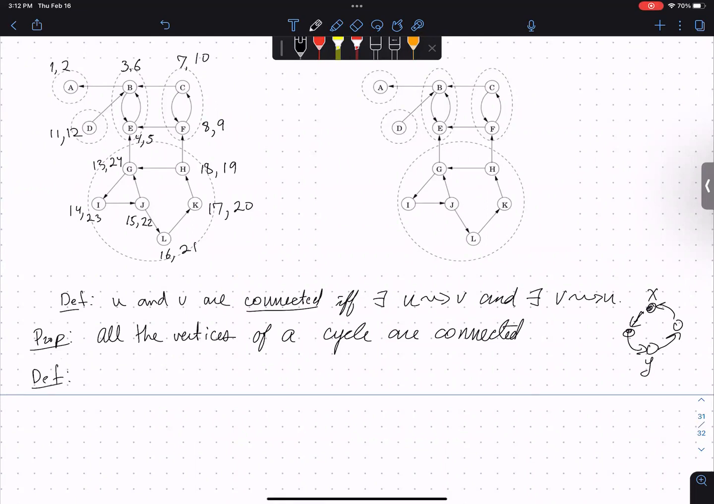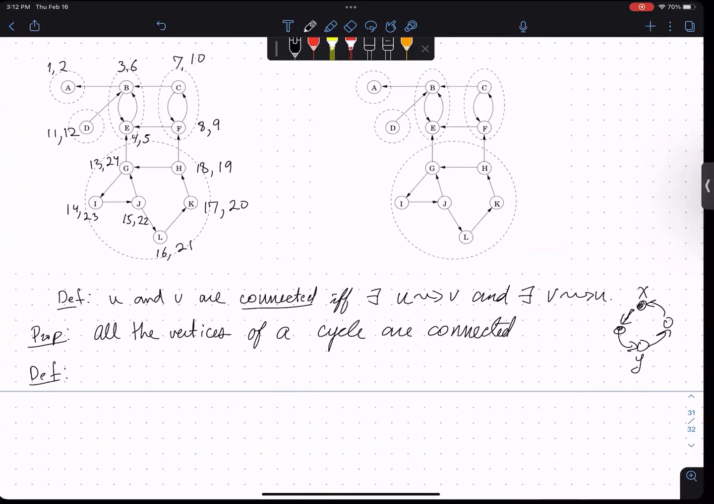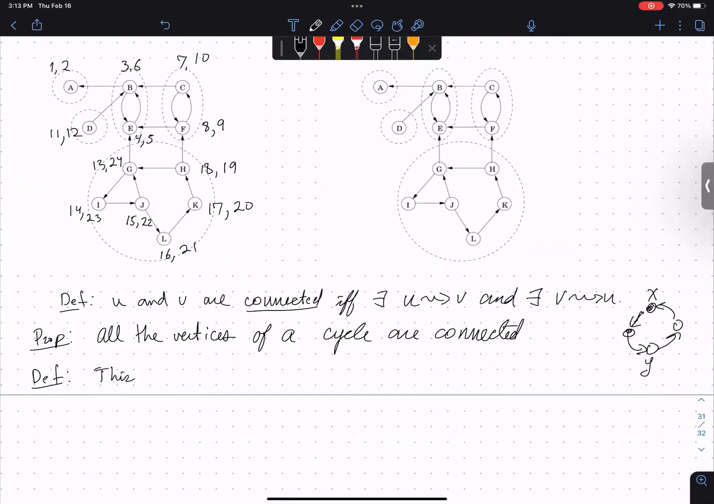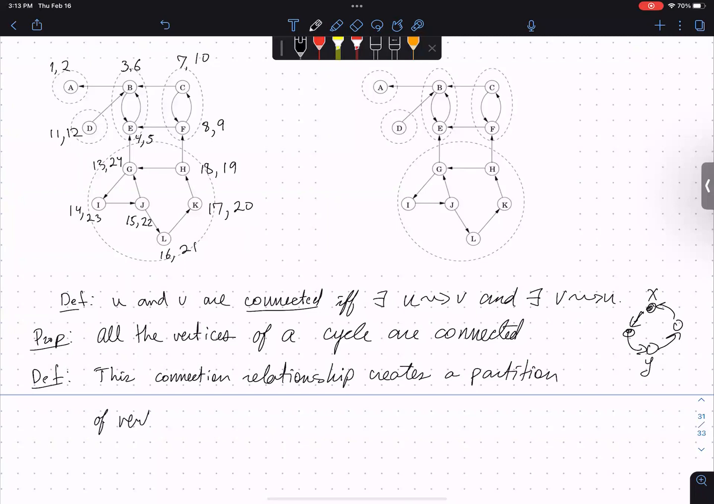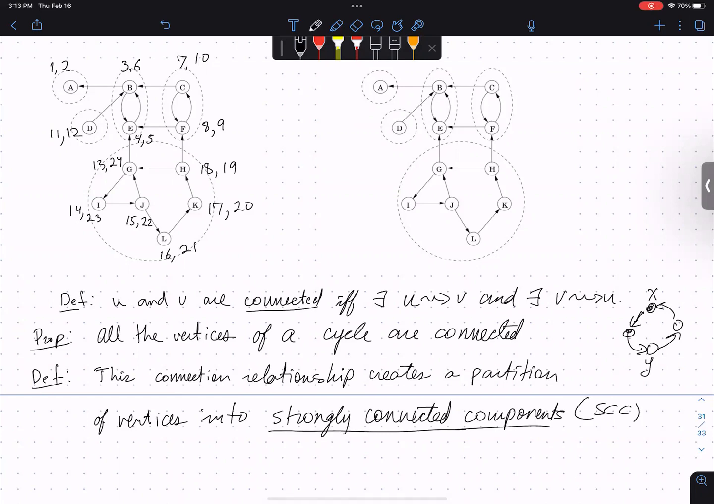This leads us to a definition of a strongly connected component. This connection relationship creates a partition of vertices into what are called strongly connected components, which we abbreviate as SCC.